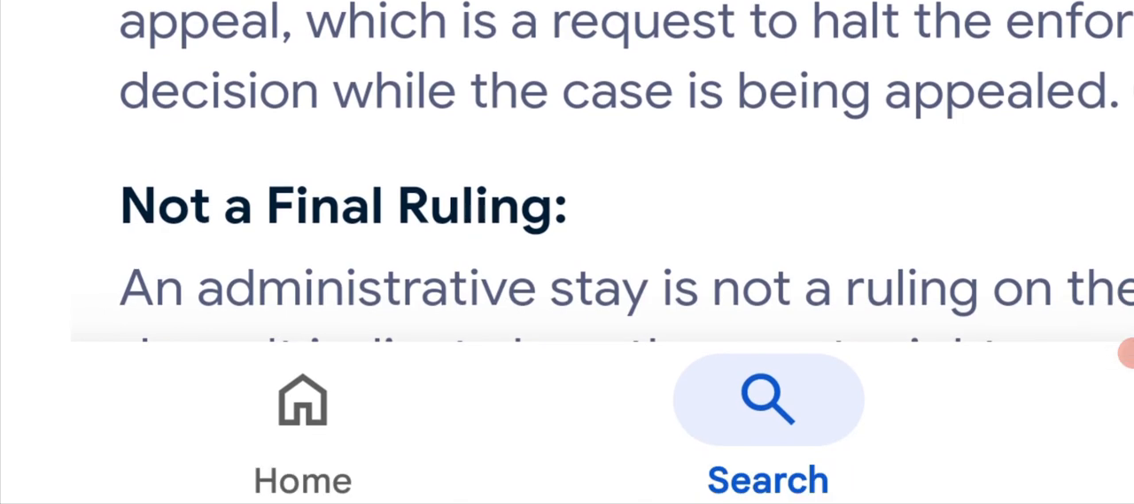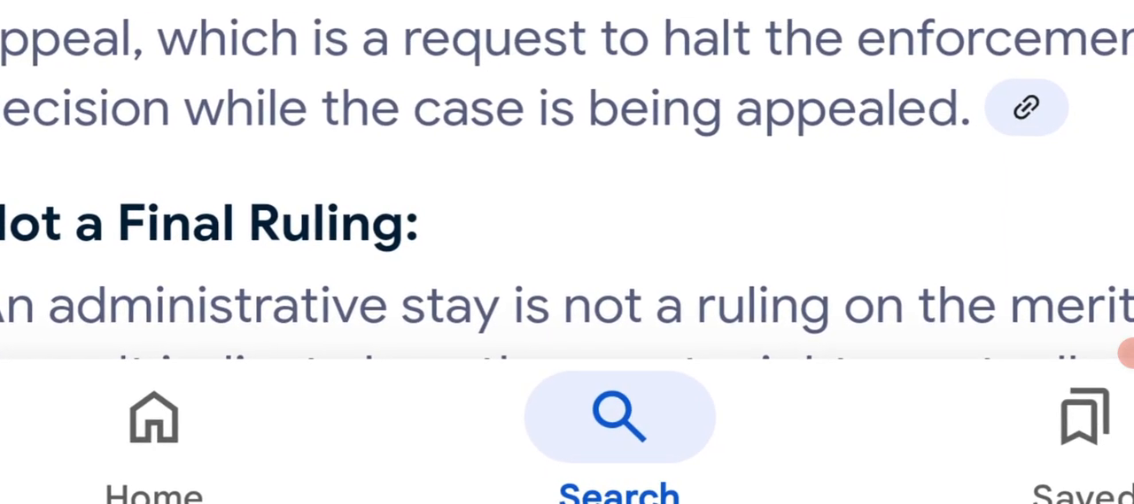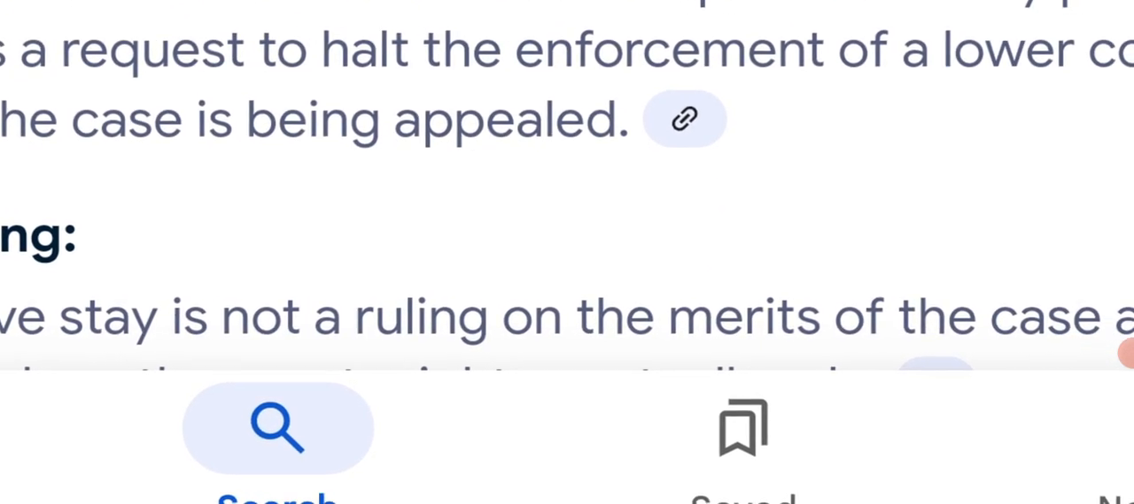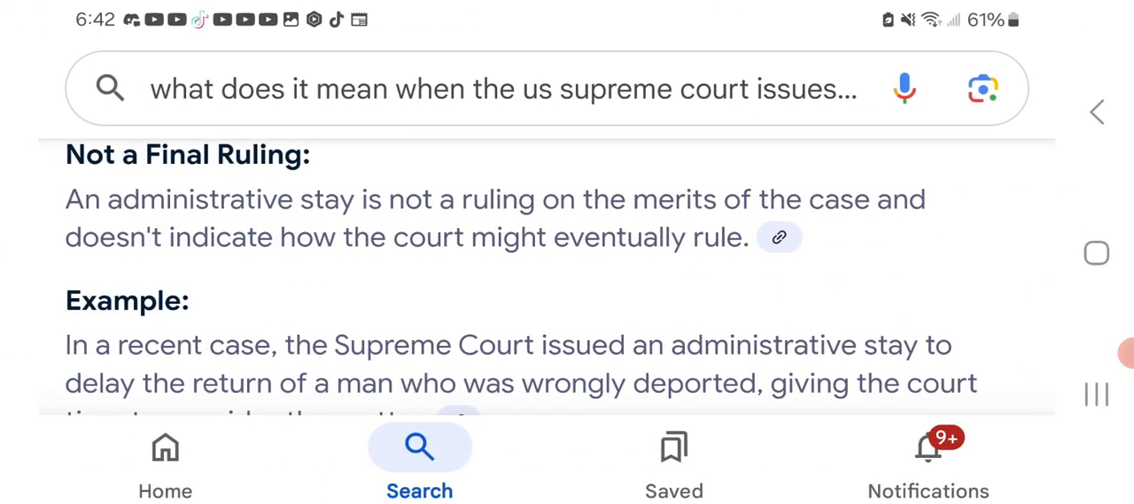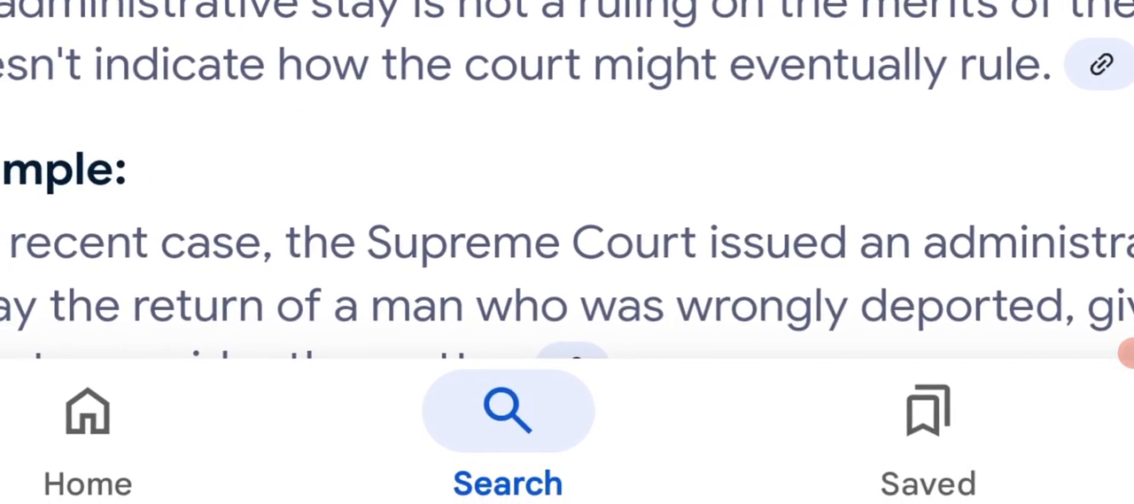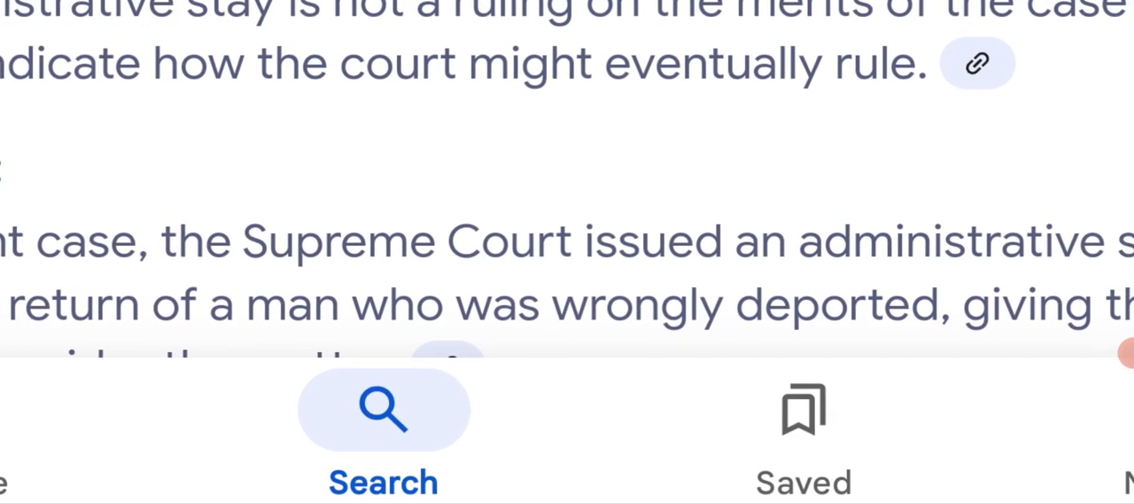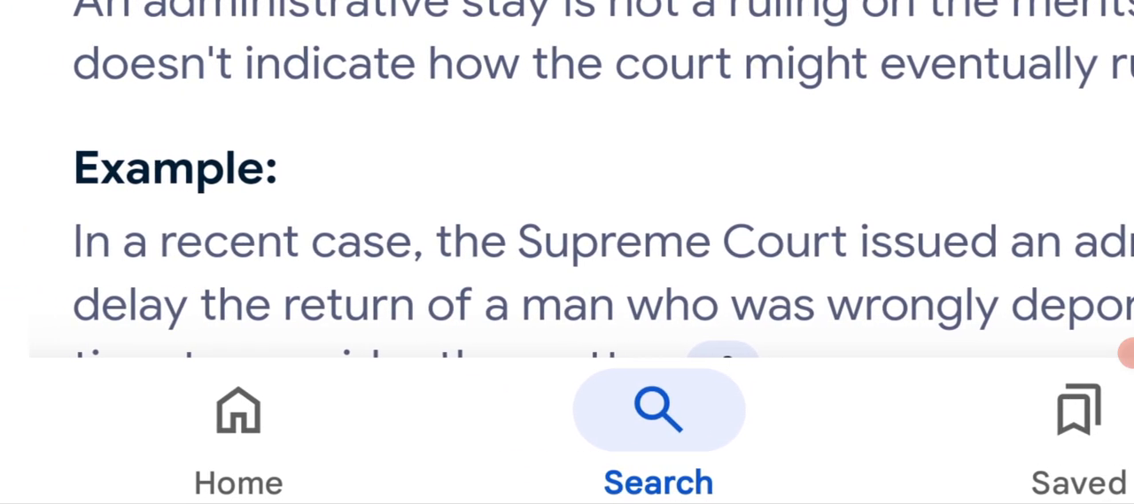Not a final ruling, ladies and gentlemen. An administrative stay is not a ruling on the merits of the case and doesn't indicate how the court might eventually rule.